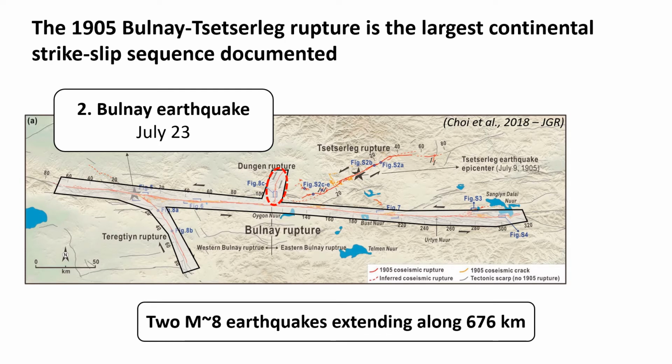The whole sequence represents an impressive 676 km long rupture, which makes it the largest continental strike-slip sequence documented. Because of its geometrical complexity and the good degree of preservation in the landscape, it constitutes a good case to study how the coseismic deformation is expressed on the different branches at the surface.